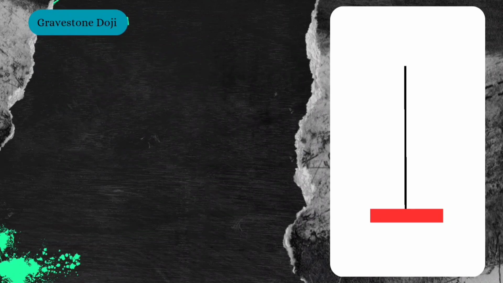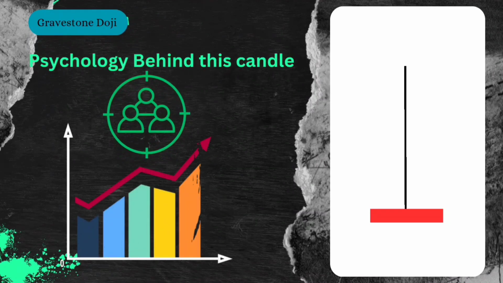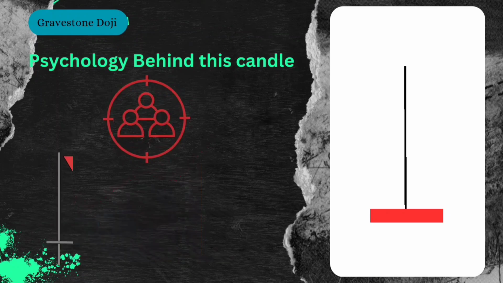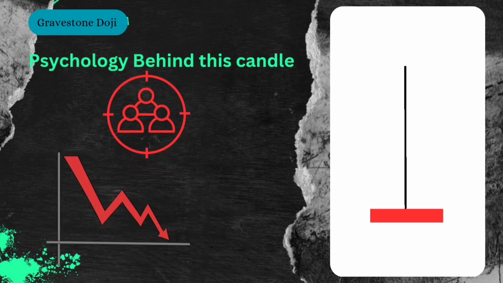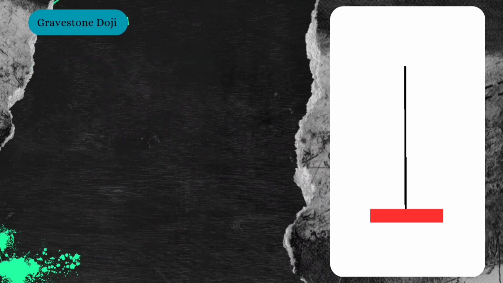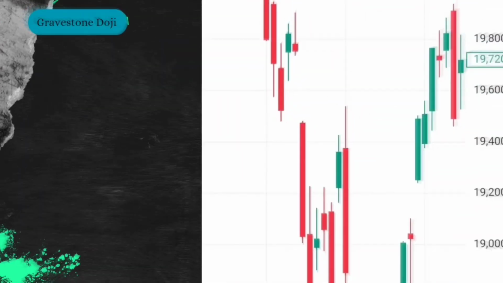Here is the psychology behind this candle. It is formed when the buyers initially push the price higher, but sellers eventually take control and drive the price down, and the uptrend may be nearing its end. Traders can set their entry point slightly below the lowest point of the gravestone doji and place the stop loss at its high. Let's understand with an example.